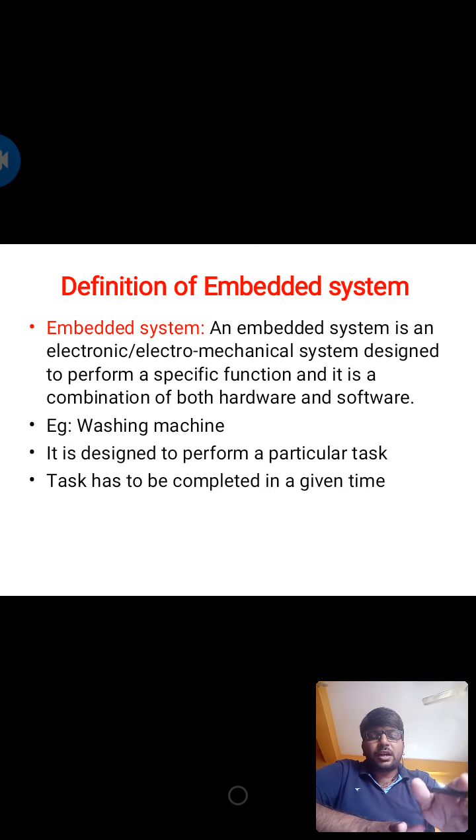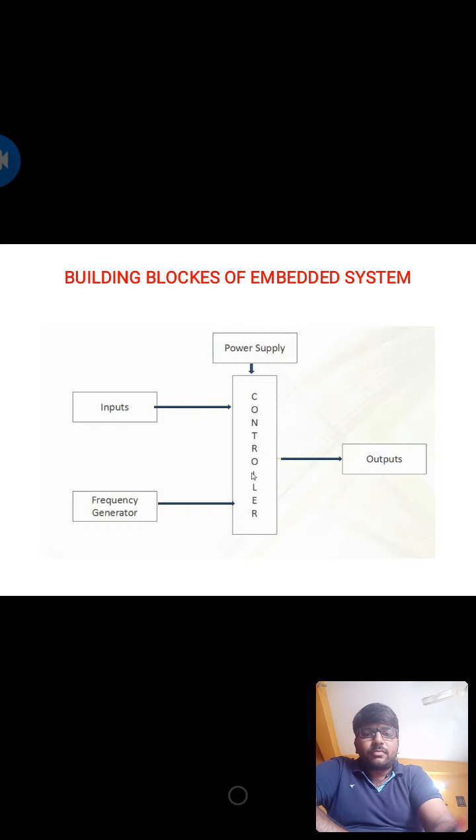But basically the computer is designed for multiple purposes, meaning a computer can work on multiple tasks at a time. Coming to the embedded system, it is designed for a specific function only, working on only one task at a time. So this is a major difference between a computer and an embedded system. You already know there are a number of examples of embedded systems. First, I am taking the example of a washing machine.